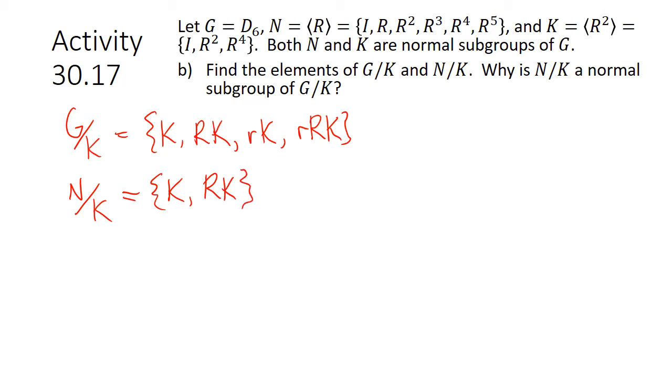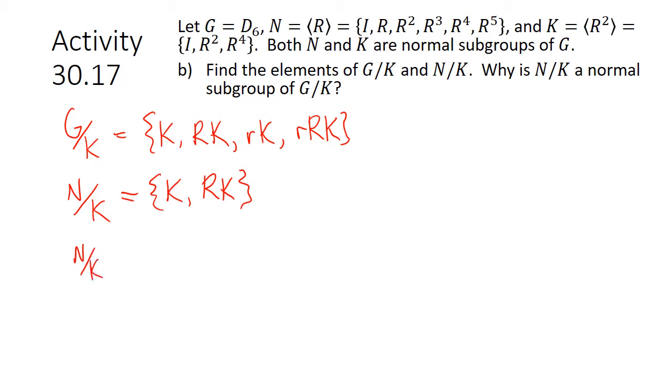So why is N mod K a normal subgroup of G mod K? Okay, so I believe that's just because N is a normal subgroup of G. It follows from there.